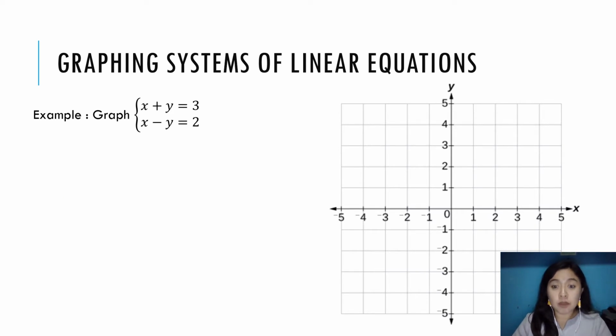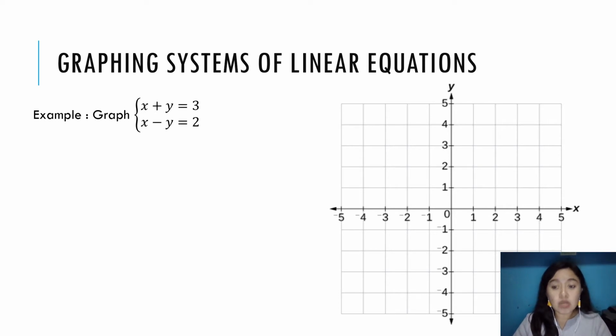Let's have an example on how to graph systems of linear equations. This is the same as graphing linear equations, only this time, two or three lines, depending on the system, are what you need to graph. So in this example, we have 2 equations for the given system. The first equation is x plus y is equal to 3. The second equation is x minus y is equal to 2.